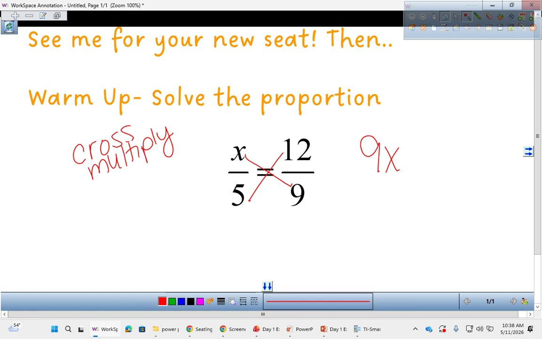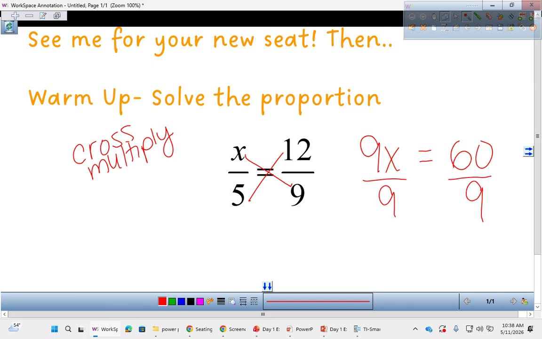Sometimes I'll find kids when they cross multiply, they'll make this another fraction. The point of cross multiplication is to get rid of the fraction. So I'm not going to make a fraction line. I'm just going to multiply the other numbers and write that next to it. So 12 times 5 is 60, instead of equal to each other. All right? And then if I want to solve for x, I'm going to divide by 9.